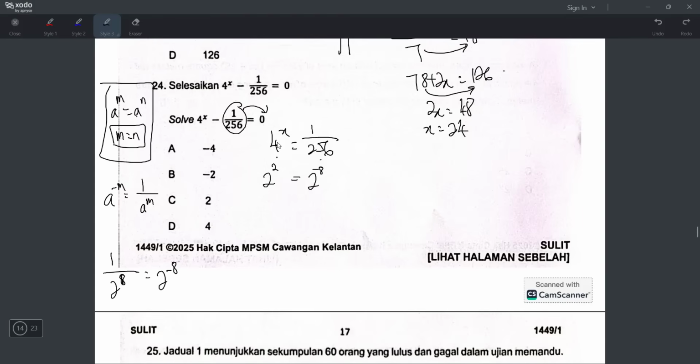Oh, and something missing here. The 4 is power to x. So 2 power 2 is 4, but there is an x here, so you have to make sure you write it beside like that. And when the power is side by side like this, you have to times. So 2 power 2x equals 2 power negative 8, and you can see they are the same base on both sides. And when they are the same base on both sides, I told you you can take the power and equal also: 2x equals negative 8, because you compare.